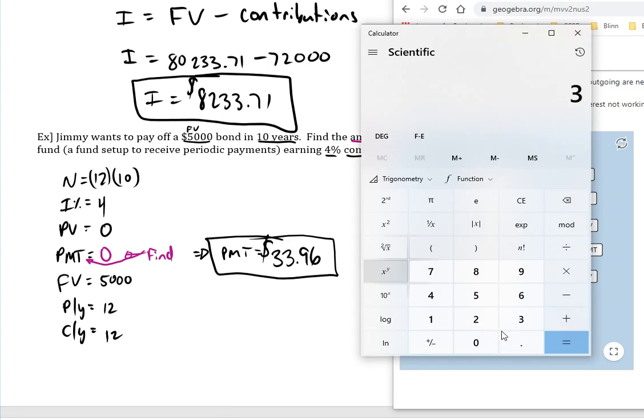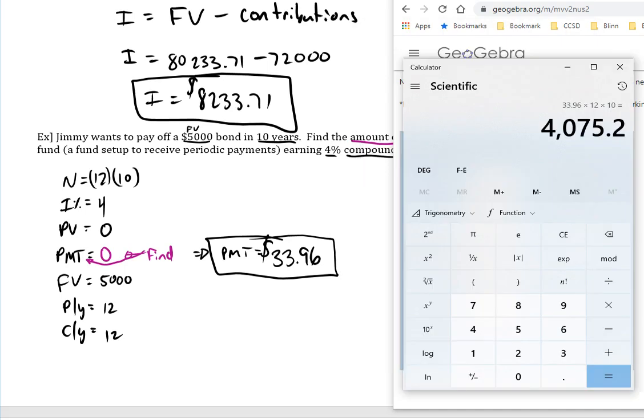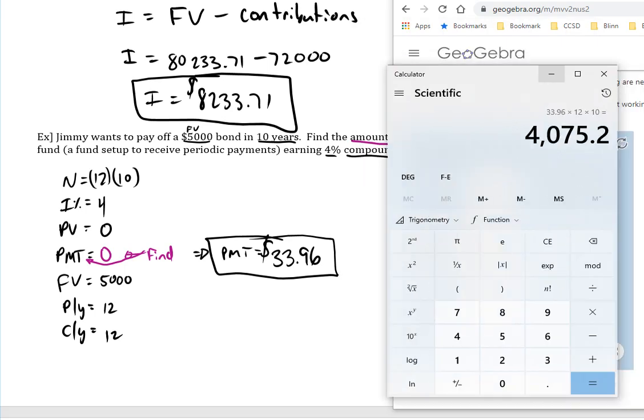So what's happening here? Let's look at the calculator real quick. $33.96 times the number of times that payment would have been made, which is 12 times 10, so 12 months in a year for 10 years. And we're seeing that he's actually only paying about $4,000 because the amount of interest that he's earning is going to take care of the rest. So that 4% is a high interest rate, and it's a good deal for Jimmy to do this.